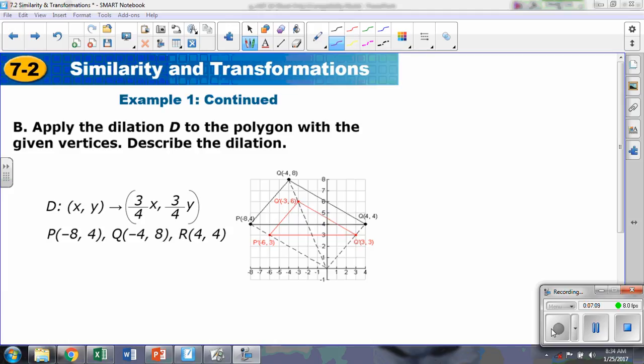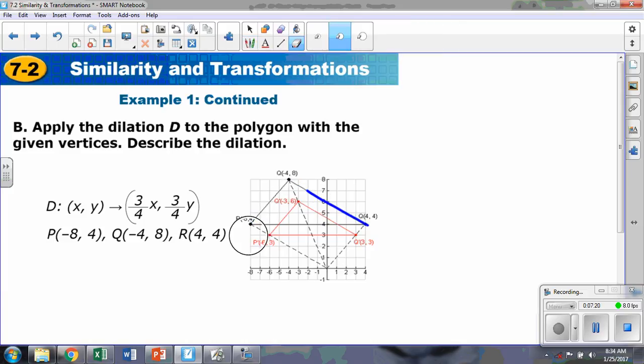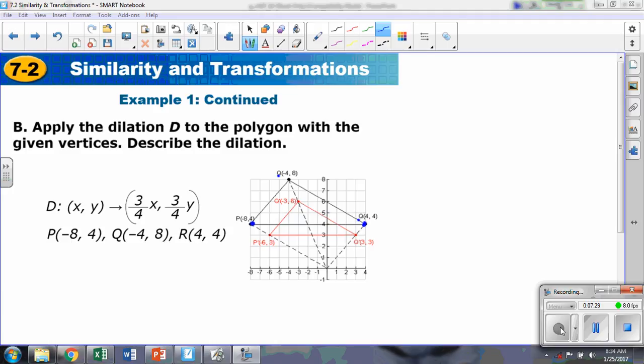Given our original shape, P, Q, R, I've got that one, I traced that wrong. Okay, our shape is PQR, so P, Q, and this was labeled incorrectly. That's supposed to be R, because R is here at 4, 4. And then when we take that effect, this is going to wind up being R prime.